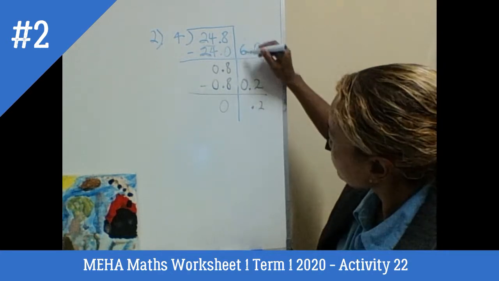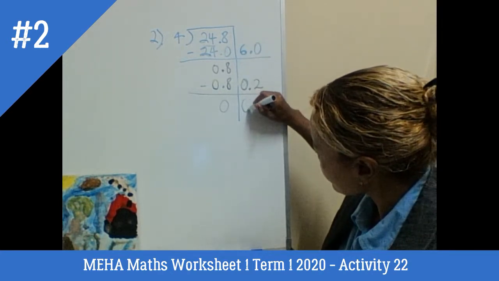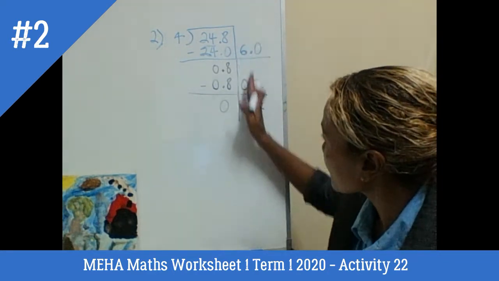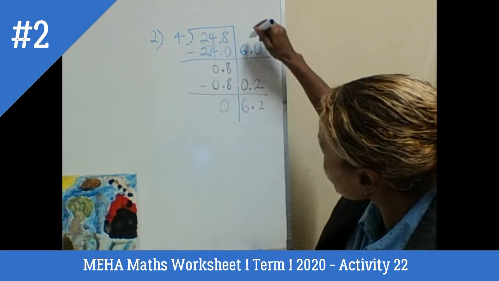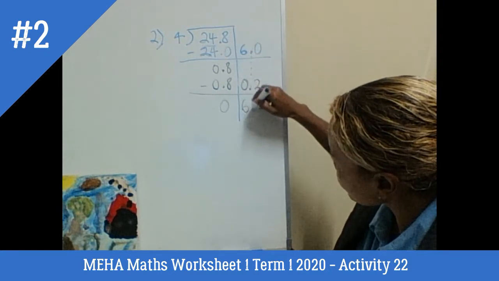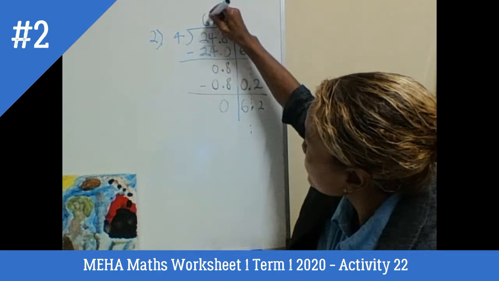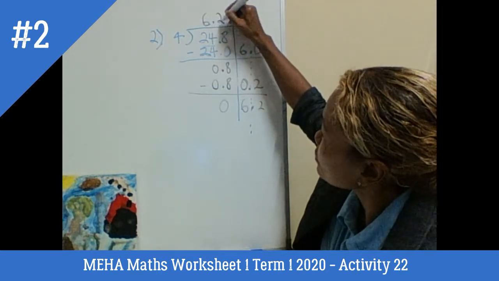Add this to decimal point 6. Much easier to get the right answer if you align everything, especially the decimal point. All right? So the answer is 6.2.